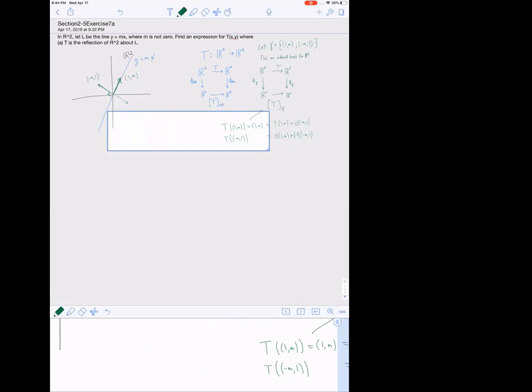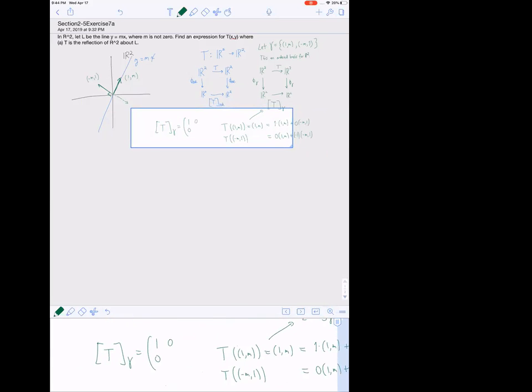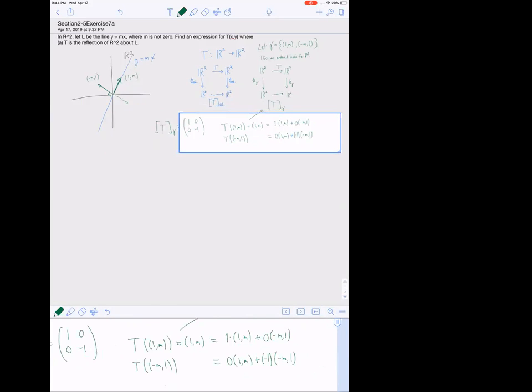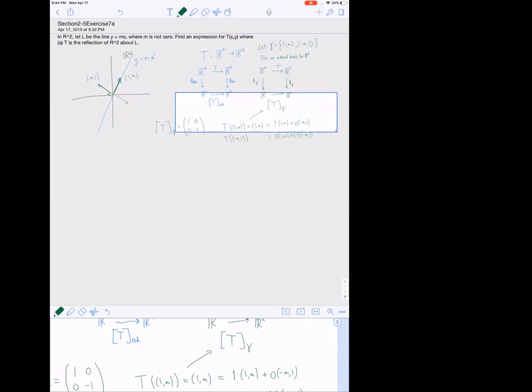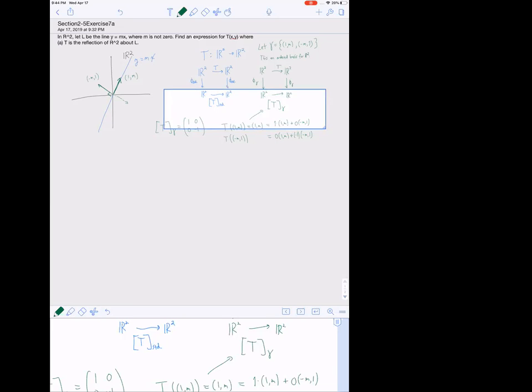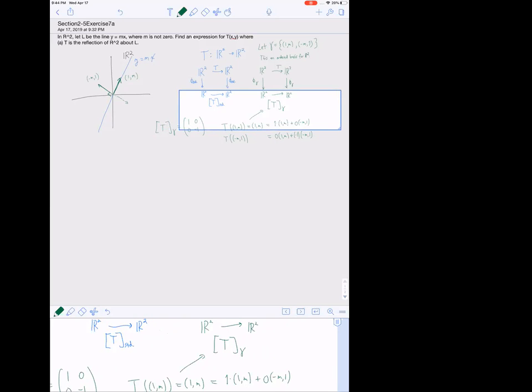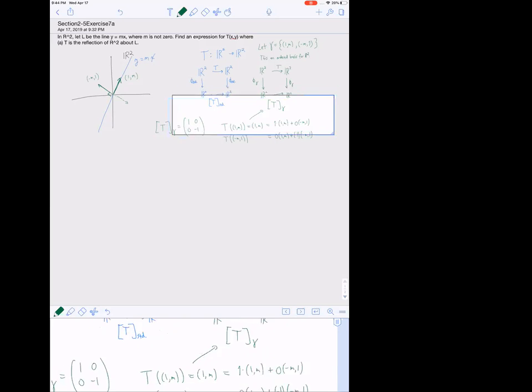So that means that T with respect to gamma is equal to 1, 0, the coefficients from that first vector, and then 0, -1, the coefficients from that second vector. Great, so that's our T sub gamma. Now the question is, what is the relationship between the matrix of T with respect to the standard ordered basis, and the matrix for T with respect to this new basis gamma?